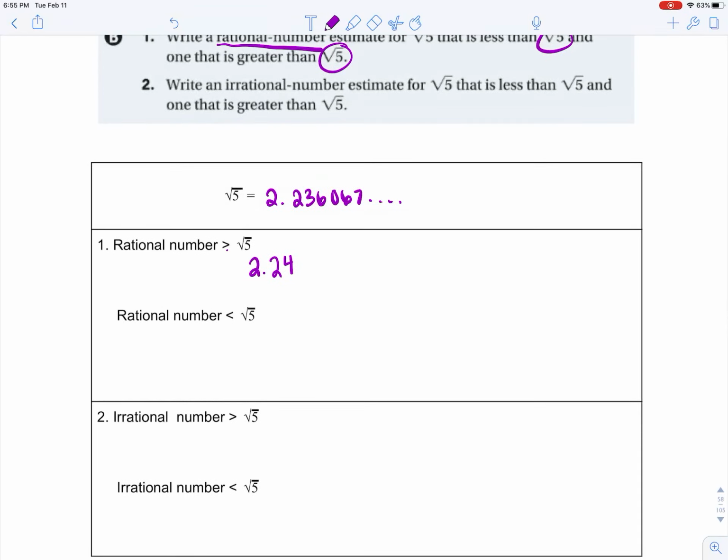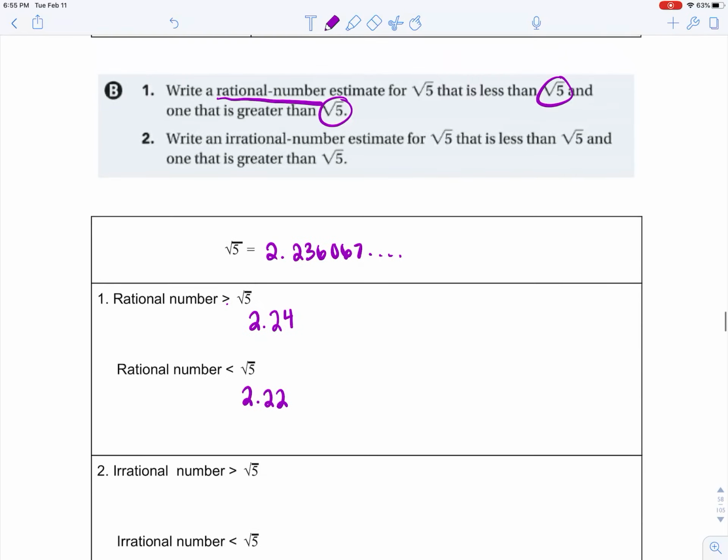All right. And then for a value below the square root of 5 or less than the square root of 5, I could say 2.22. Right? Because if I square 2.22, that's definitely less than 5. Yeah, that works. Okay. And there we go.